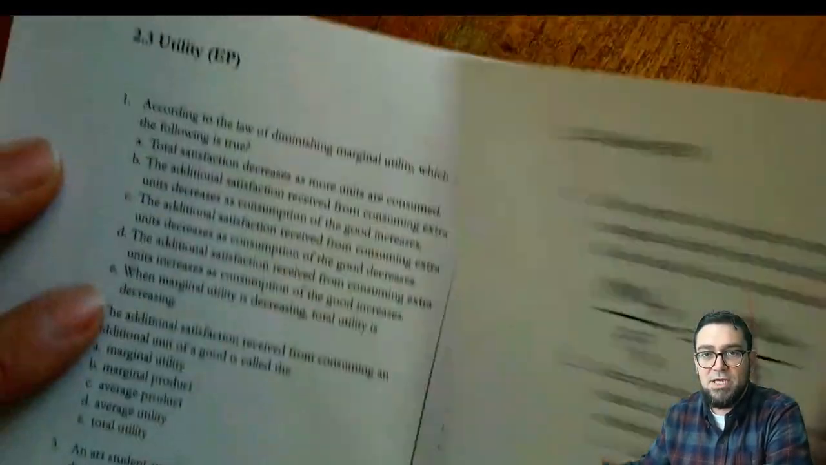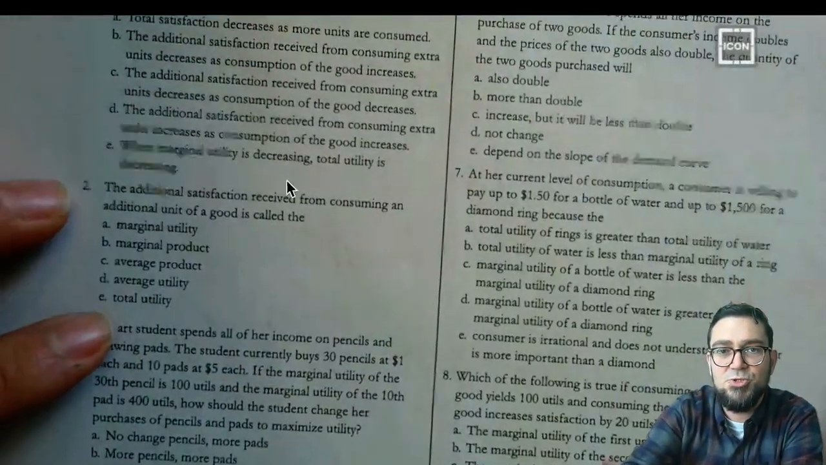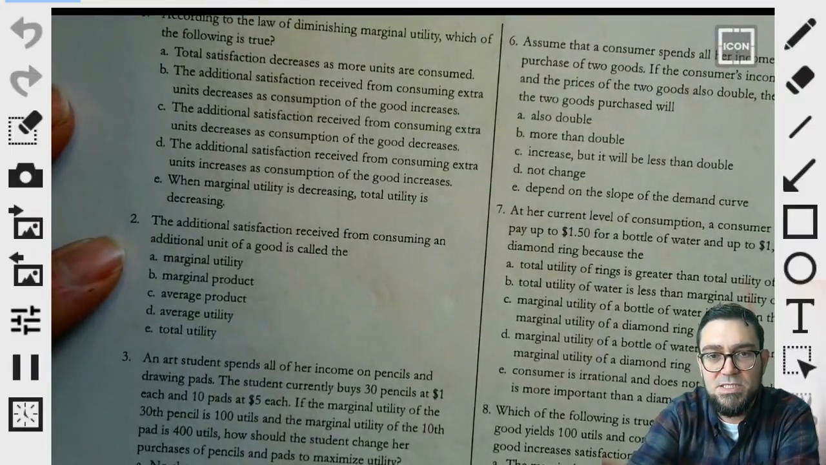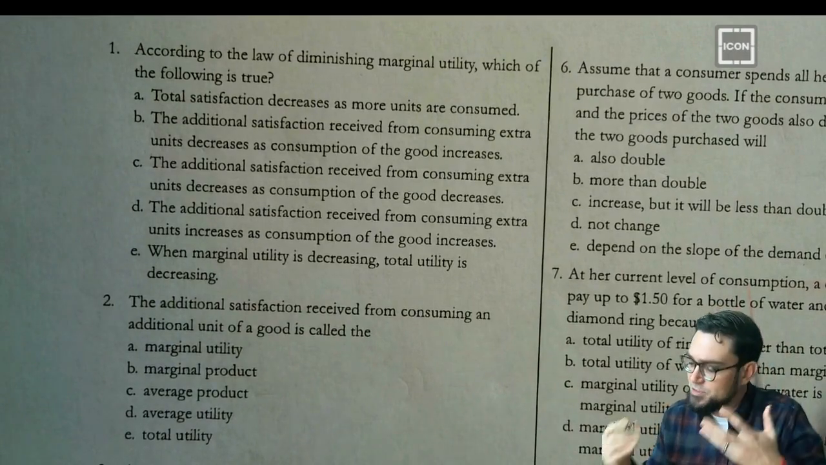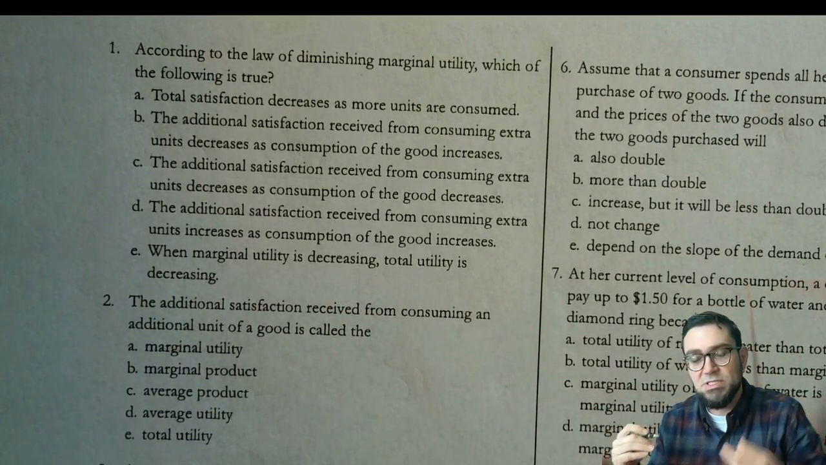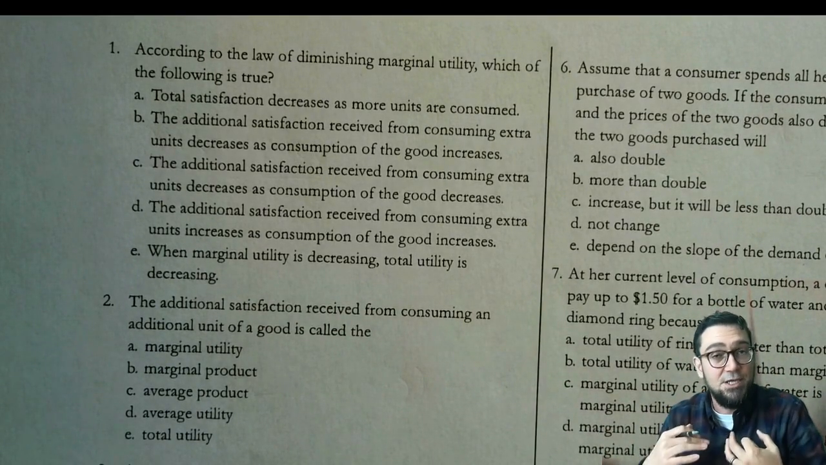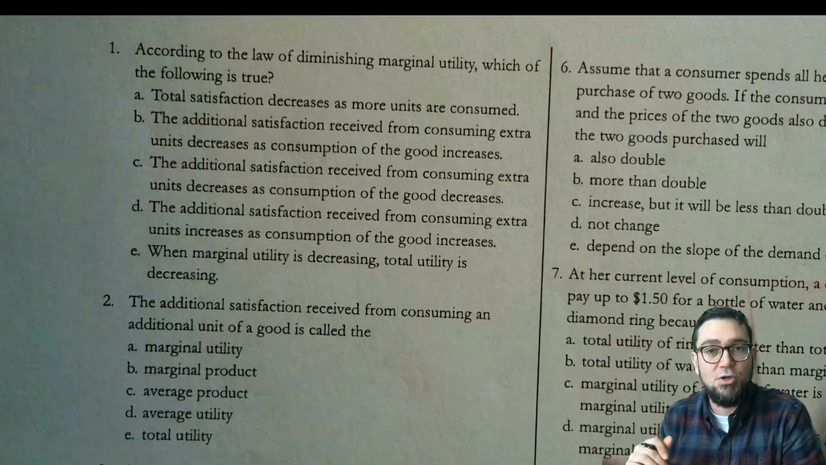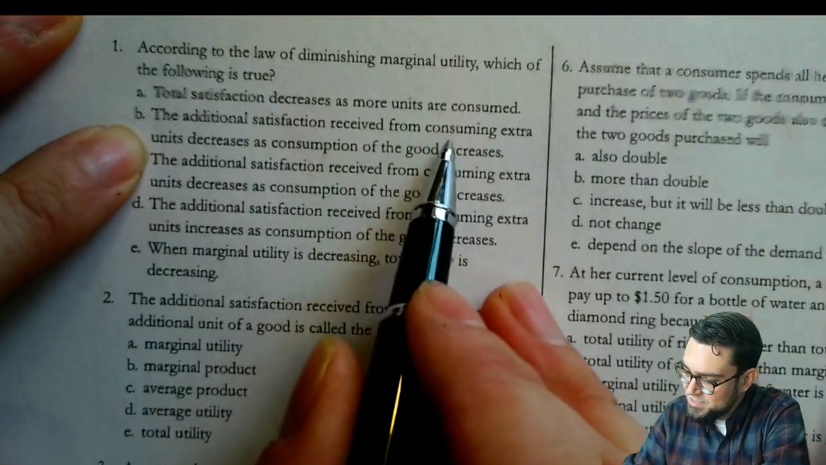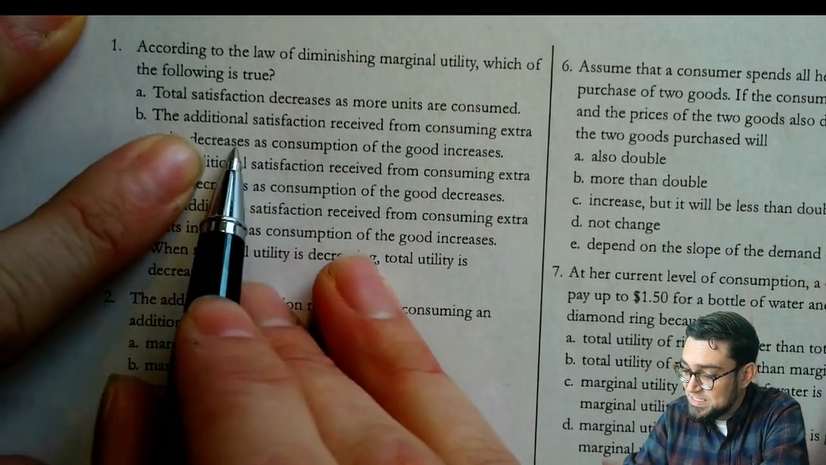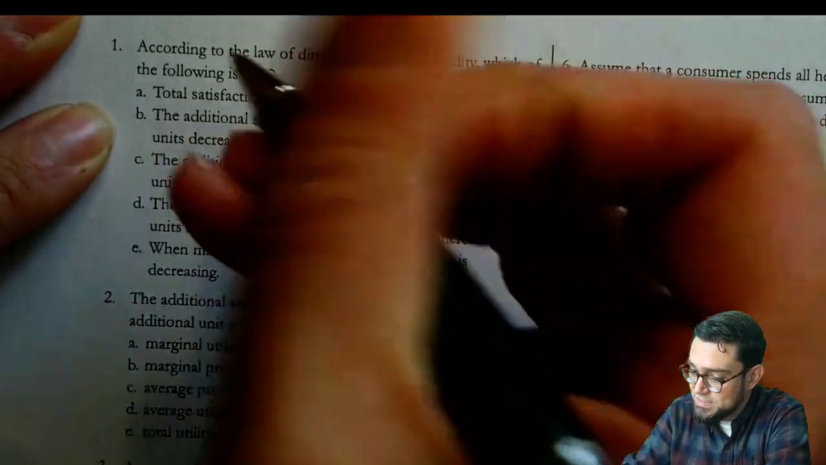All right, let's take a look at some of these multiple choice questions. I'm going to zoom in just a shade here, hopefully to help you see these questions better. According to the law of diminishing marginal utility, which of the following is true? So this is just a definition. The additional satisfaction received by consuming additional units of a good is going to start to decrease. So let's look for an answer here. Additional satisfaction received from consuming extra units decreases as consumption increases. That is the correct answer.